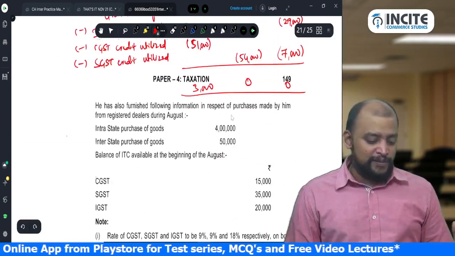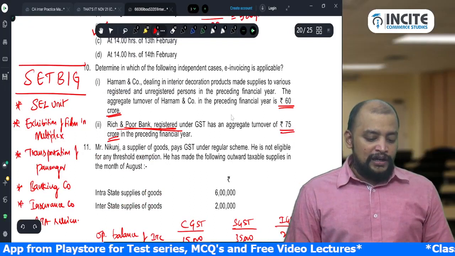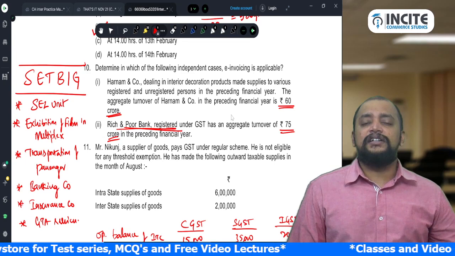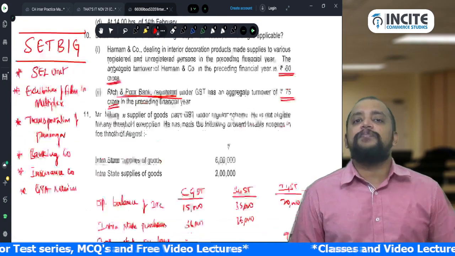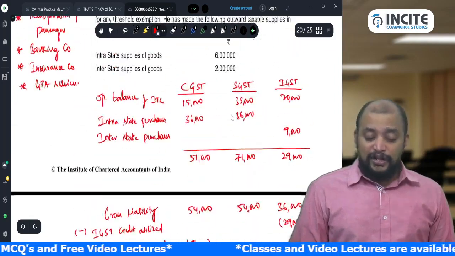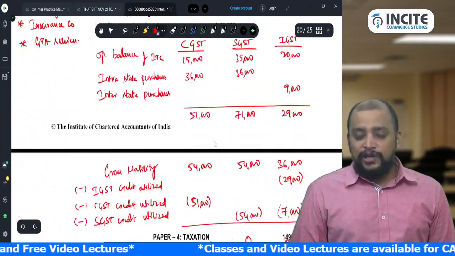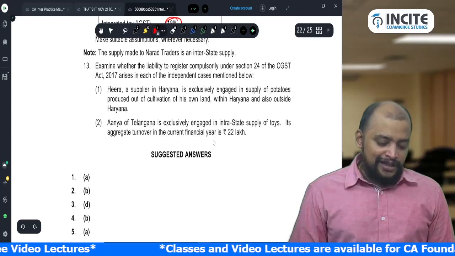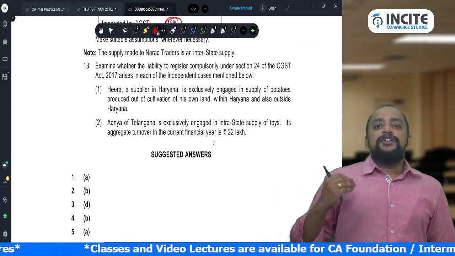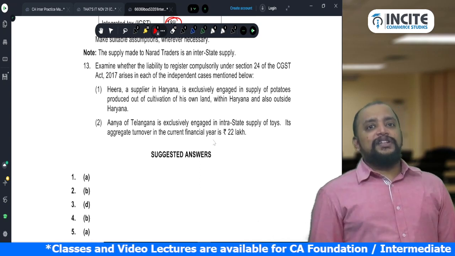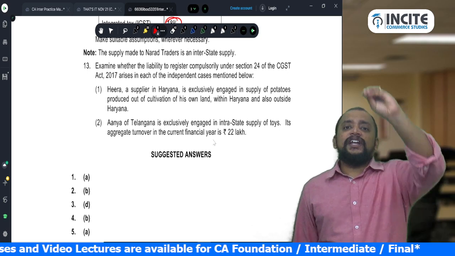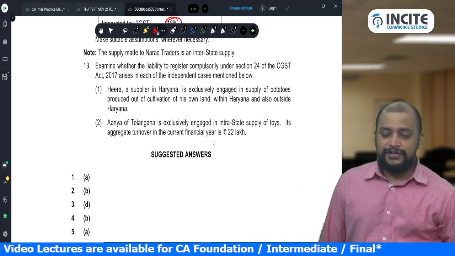So question numbers 11 and 12 are repeated questions actually. Already they have asked them in multiple attempts, multiple RTPs covered them. Whereas question number 10 is something new because it is related to e-invoice. And then question number 13, again question number 30, is a new question. So here we need to understand something. This confusion is there for many students. Sir, section 24 talks about compulsory registration.